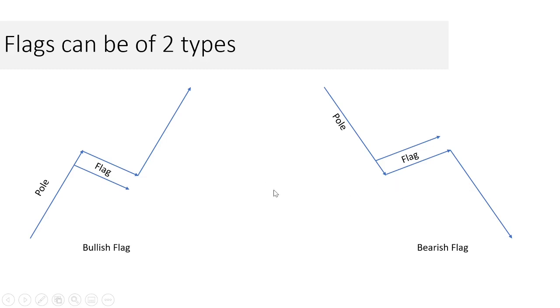This is the basic structure of a flag. This is a bullish flag and this is a bearish flag. So there is a pole which is marked by a swift movement in the price, followed by a consolidation which is called the flag, and then a breakout happens here and the up move continues. Here the target is calculated with respect to the size of the pole, that is, the height of the pole is the target from the breakout point.